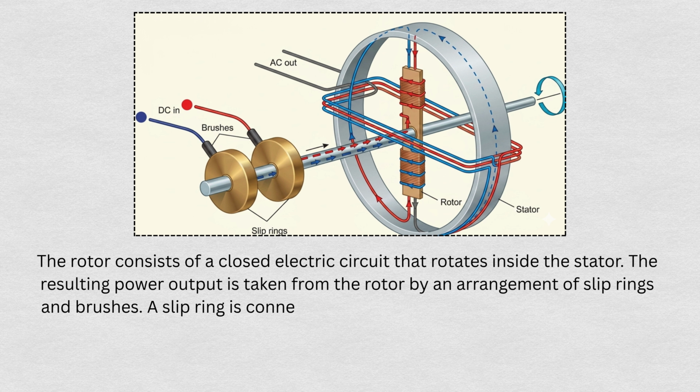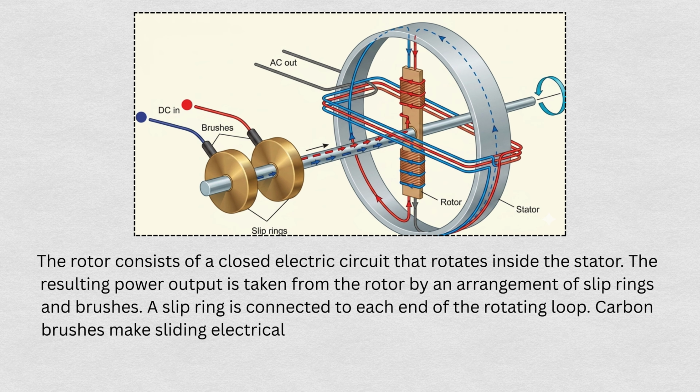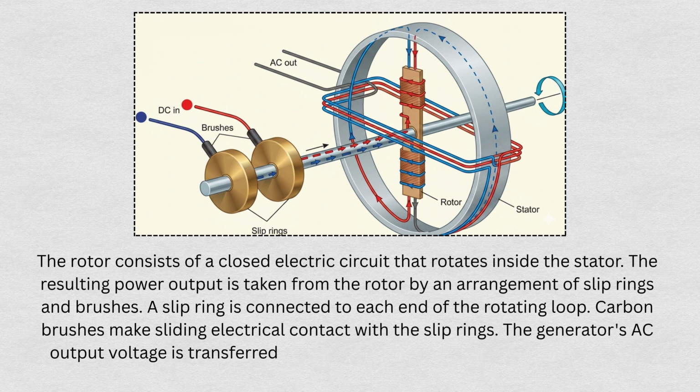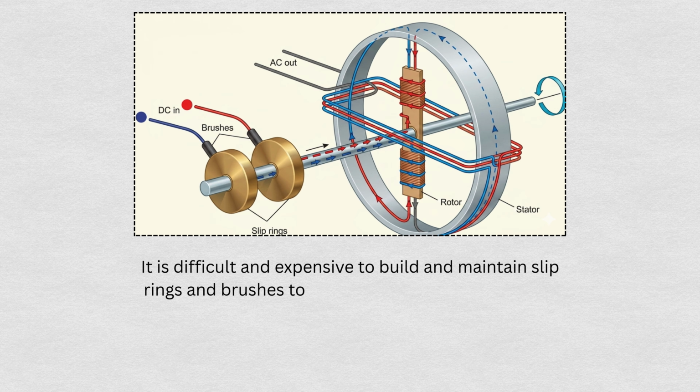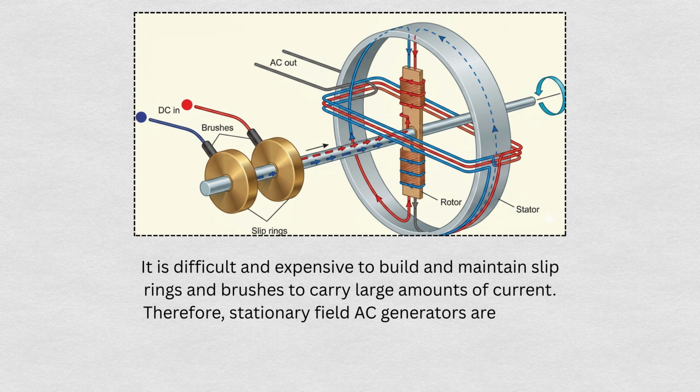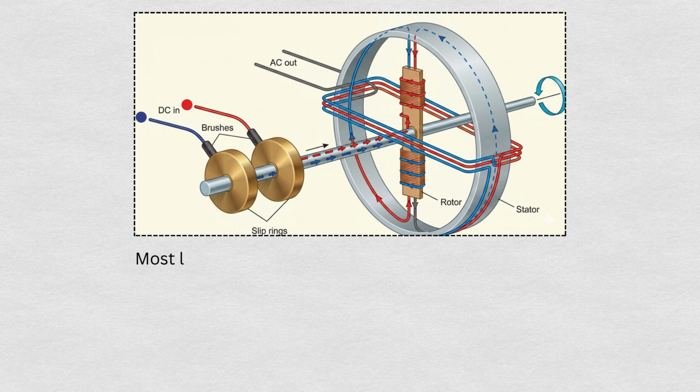A slip ring is connected to each end of the rotating loop. Carbon brushes make sliding electrical contact with the slip rings. The generator's AC output voltage is transferred from the slip rings, through the brushes, to an external circuit. It is difficult and expensive to build and maintain slip rings and brushes to carry large amounts of current. Therefore, stationary field AC generators are used in applications which involve small amounts of power. Most large AC generators are rotating field generators.